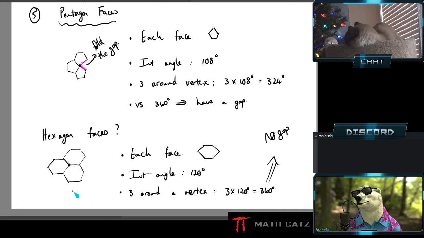Can't be used to make a polyhedron. Can't be done because there's no room to fold. Gap, no fold. Sad face.